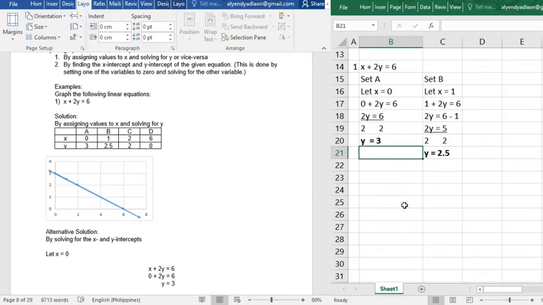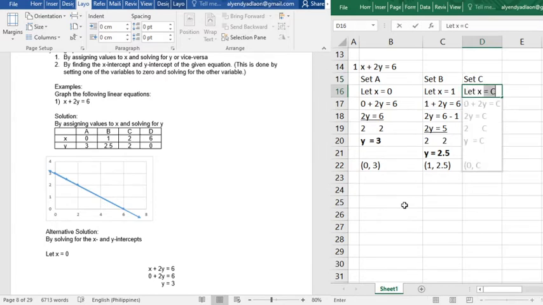Okay, for set A, our ordered pair is x is 0, y is 3. For set B, our ordered pair is x is 1 and y is 2.5. Now let us proceed to the third set, set C. So for set C, I assign the value 2 to x. So let x be 2.